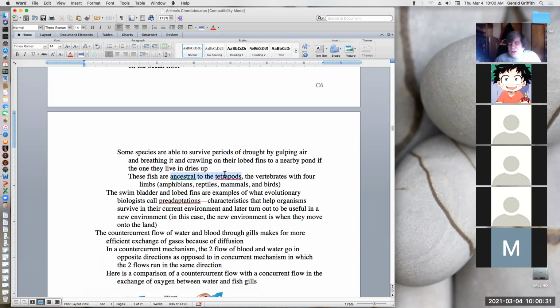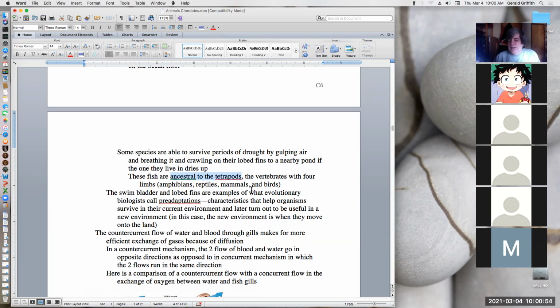Now these fish are ancestral to the vertebrates that we call tetrapods. Remember we said earlier that pod refers to feet, tetra means four. So this is the vertebrates that have 4 feet, 4 limbs. The amphibians, the reptiles, the mammals, and the birds.